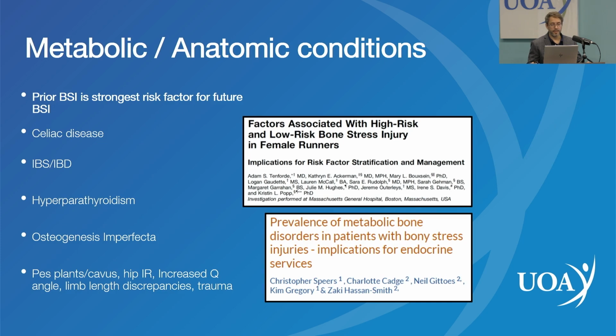Other metabolic and anatomic conditions to consider are celiac disease, inflammatory bowel disease, osteogenesis imperfecta, as well as anatomic variants such as flat feet, increased Q angle, limb length discrepancies, but perhaps the strongest risk factor for future bone stress injuries is having a prior bone stress injury.